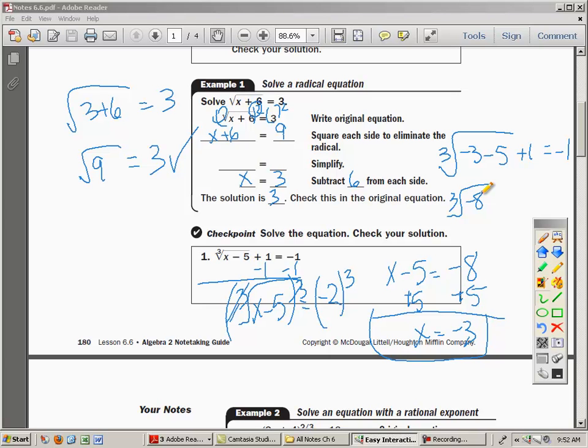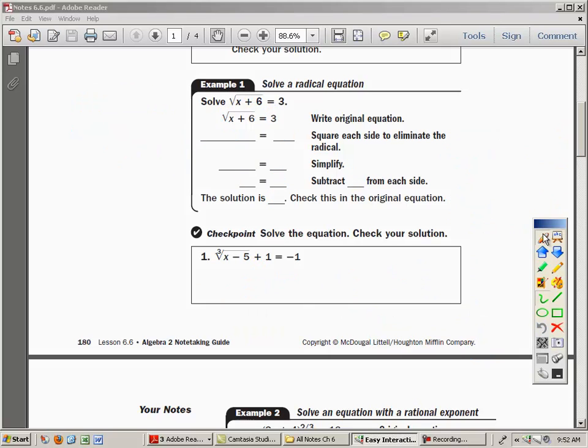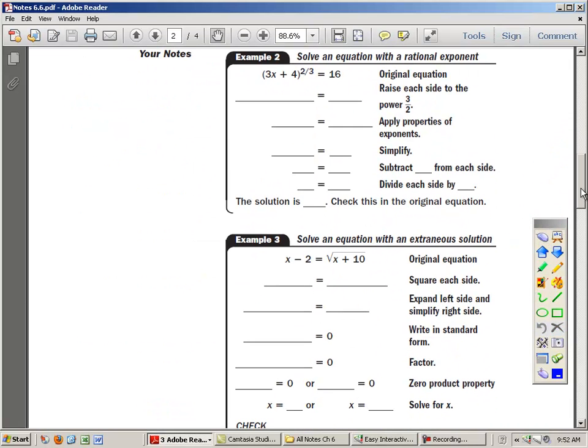If this was the square root of negative 8, we would be stuck and our solution wouldn't work. So this is the third root of negative 8, which is negative 2. And then negative 2 plus 1 becomes negative 1, and that's what we were supposed to get. So my answer does check. All right, let's try another one here.